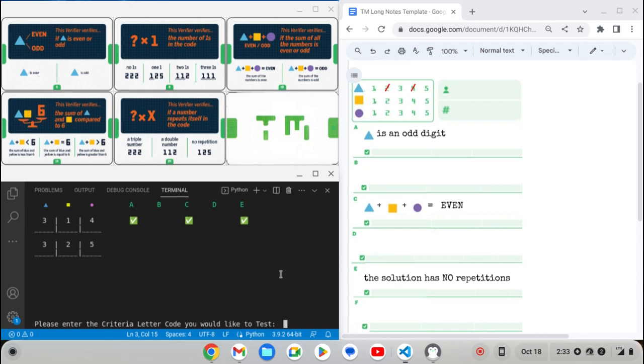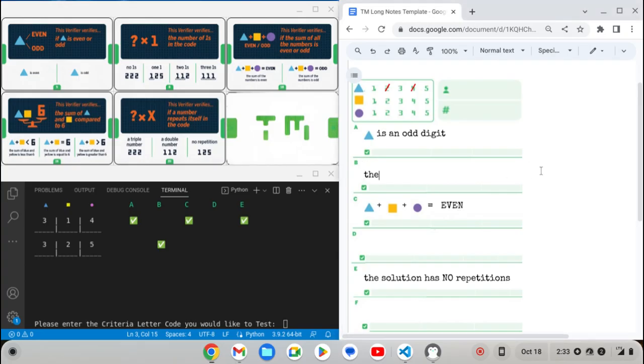Well, yeah, I think I'm just going to have to test both of them. But first, let's go ahead and test criteria card B. Yeah, okay, so it's true that there are no ones in our solution. So let's go ahead and type that up in our notes.